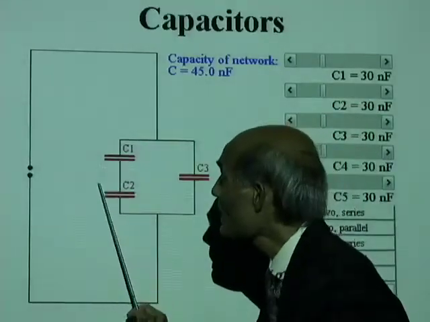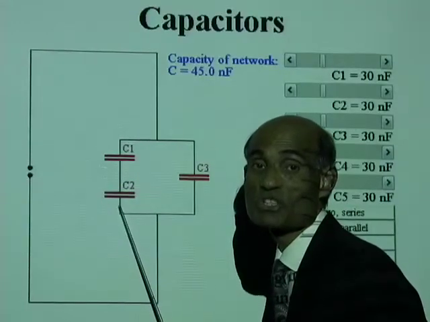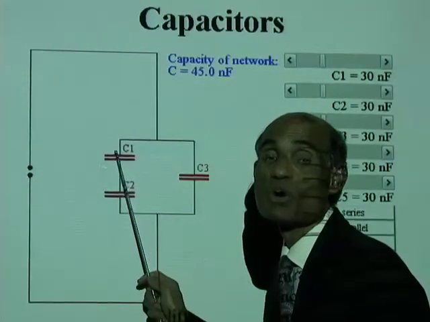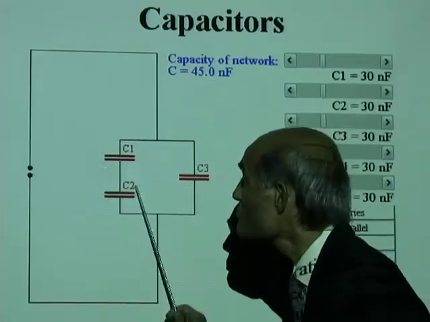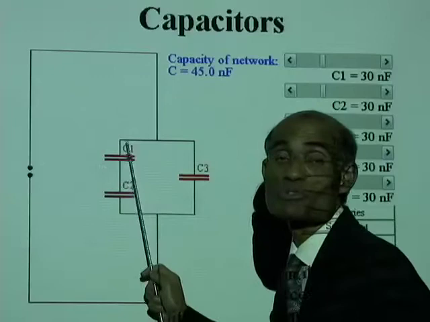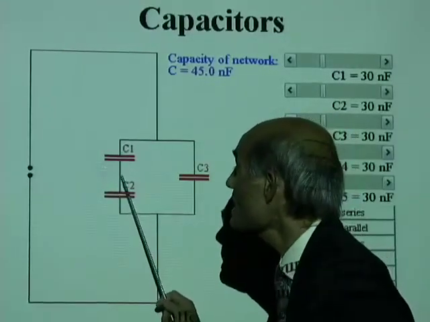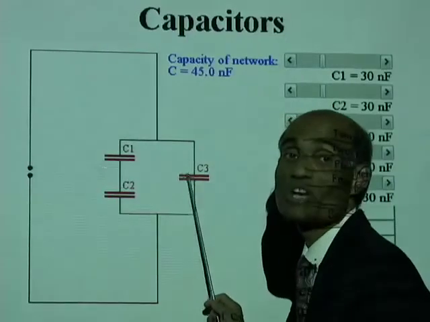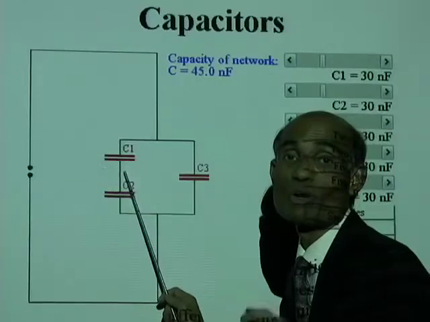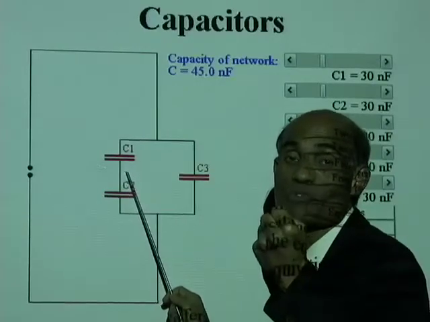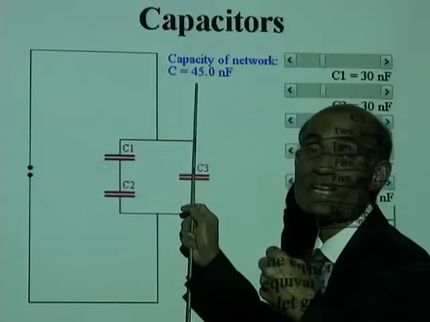First of all, look at this series. Two capacitors, 30 and 30 connected in series will give me half of 30, 15. So these two in series will produce a 15. That means it is now a 15 connected in parallel to a 30. A 15 and a 30 in parallel will give you the sum of the two as the total capacitance. So 15 plus 30 is 45.